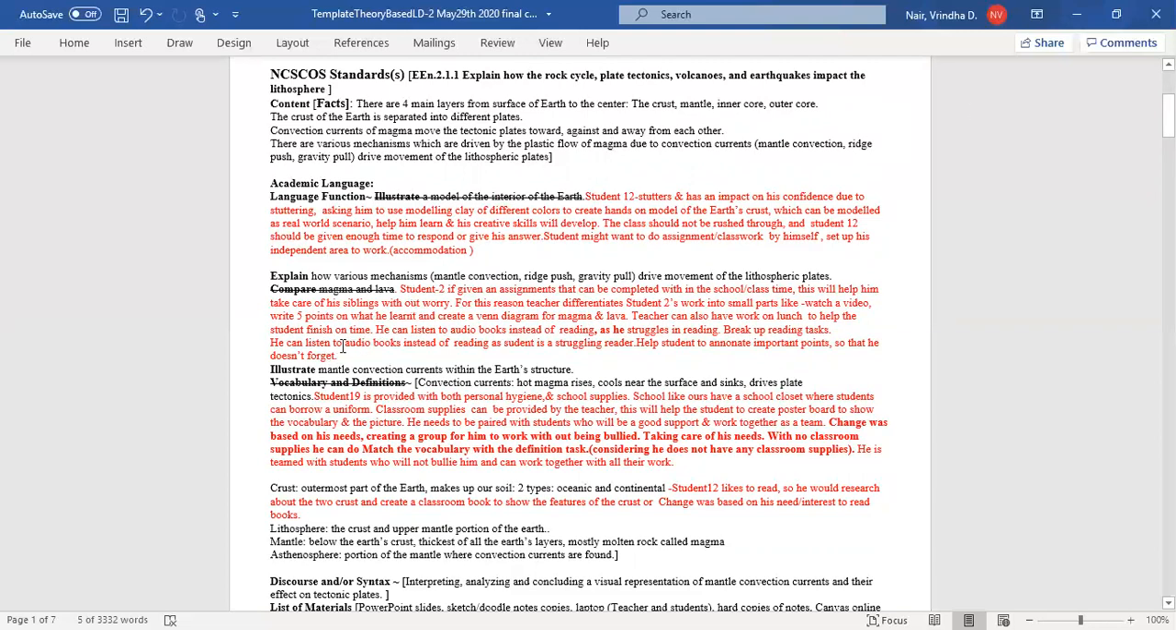Then moving forward, we had to explain and illustrate mantle convection currents within the Earth structure. Again, here we had to explain how kids were able to understand. If you see, I've written here, student number 12 stutters. We were asked to pick a few kids of different categories. So I picked 3 kids. I think we were given each, you could pick 3 kids.